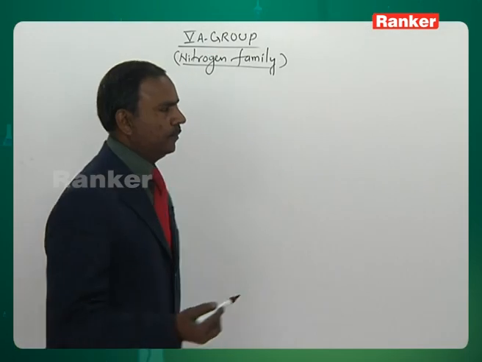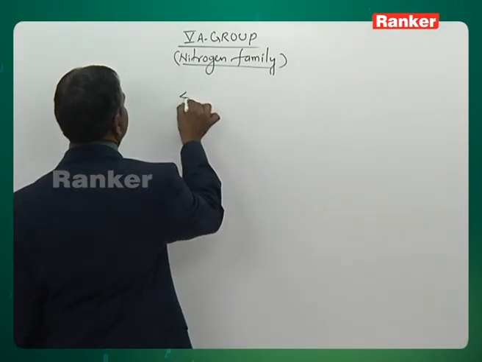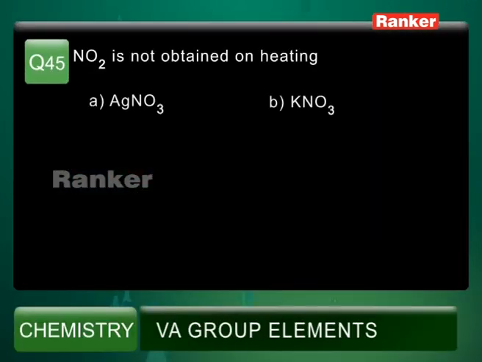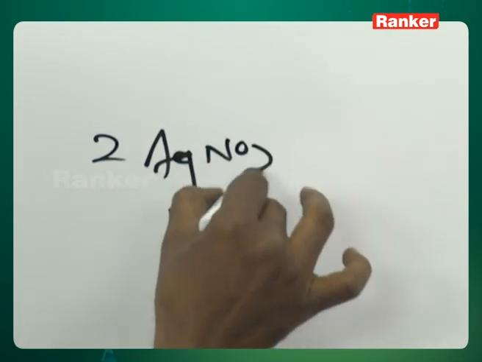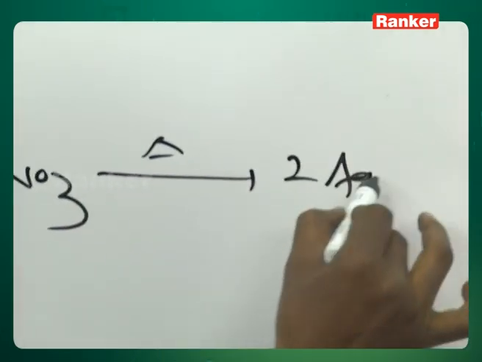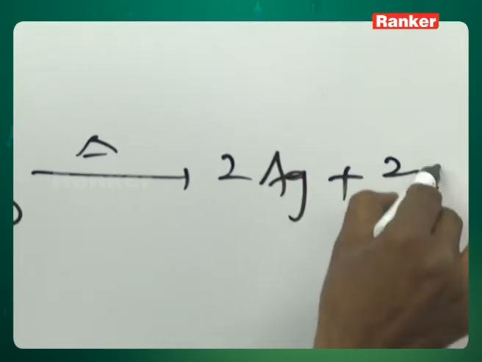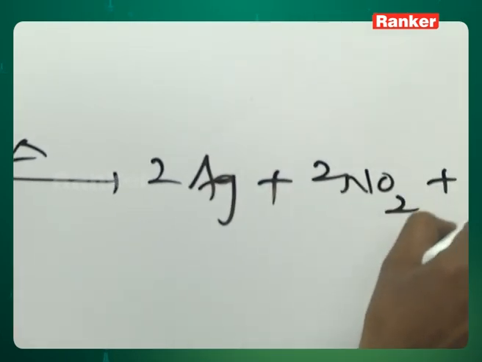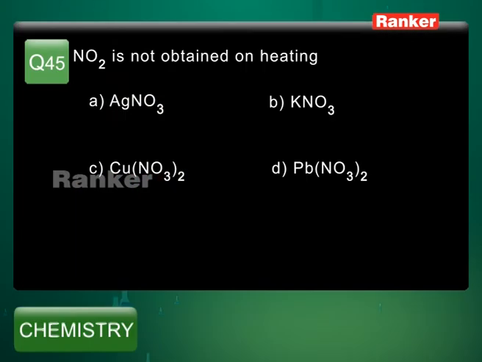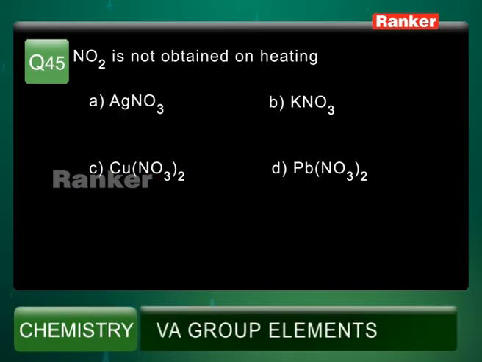Question number 45. Which is not obtained on heating NO2? A, AgNO3. See, AgNO3 on heating gives Ag, NO2 and O2. Yes, AgNO3 on heating gives NO2. B, KNO3.